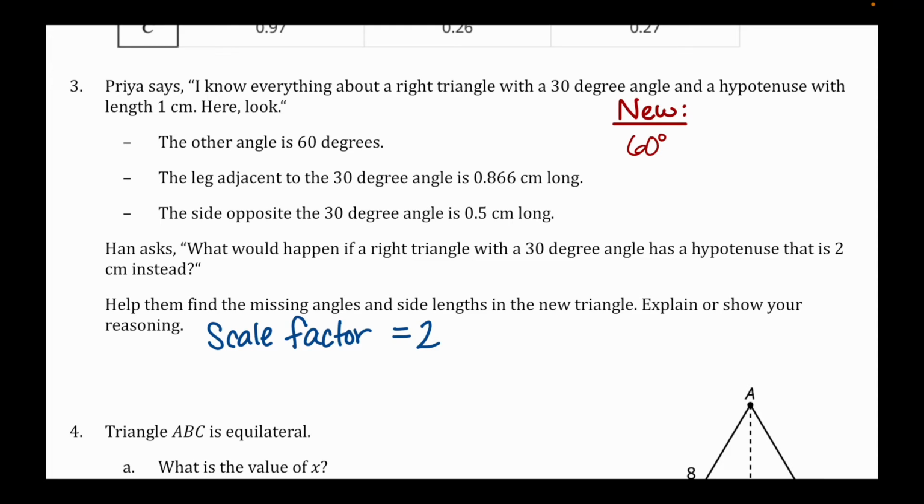But the leg adjacent to the 30-degree angle being 0.866, this one is going to be affected by the scale factor. So we would do 0.866 multiplied by 2 and get 1.732 centimeters. And then the side opposite being half a centimeter long, we multiply that by 2 and we get 1 centimeter. And those are the missing angles and side lengths.